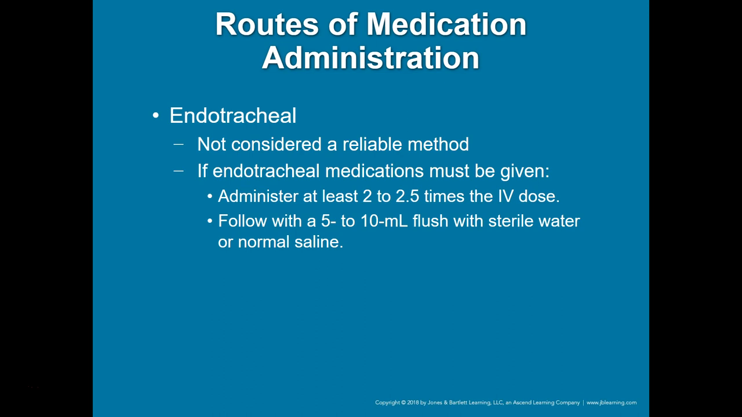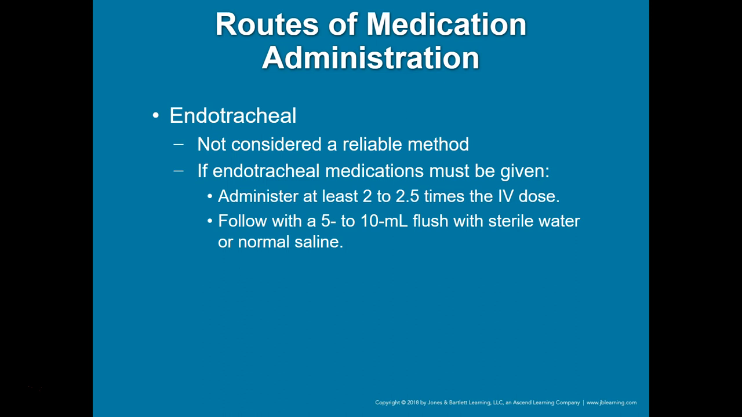Another route to keep in mind is endotracheal, putting something down the ET tube once they're intubated. Not something that we've done in at least the past 15 years. It's not considered a really reliable route. If you have to do it that way, give it 2 to 2.5 times the IV dose, followed by a 5 to 10 milliliter flush.